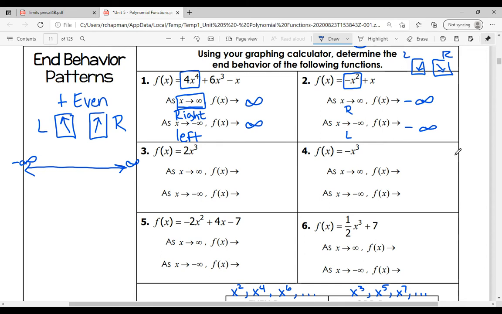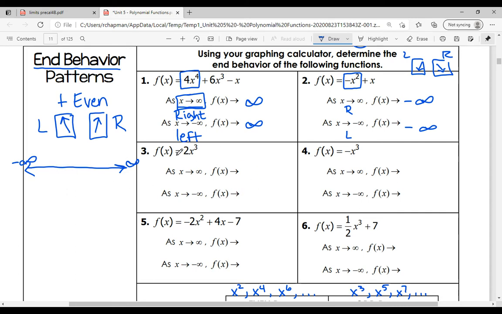Now, these are called end behaviors. You are going to have some questions in your homework set that ask you what the end behavior does. And it will say the left goes up, the right goes up. Or it might just say up, up. Okay? But it's always reading the graph from left to right.